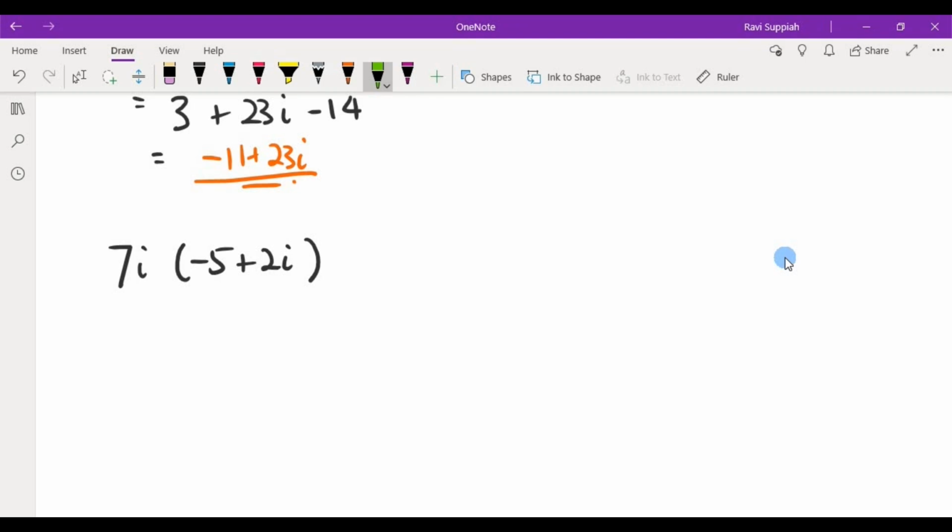Just imagine that you have an algebra expression, 2 into 5 plus 2x. What would we do? We would do the normal expansion. 2 times 5, which is 10, plus 4x. Alright, so the same approach is what we're going to do here.